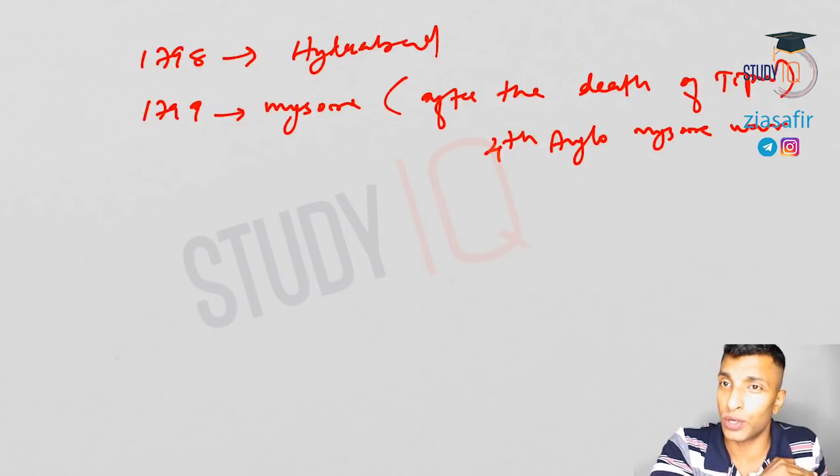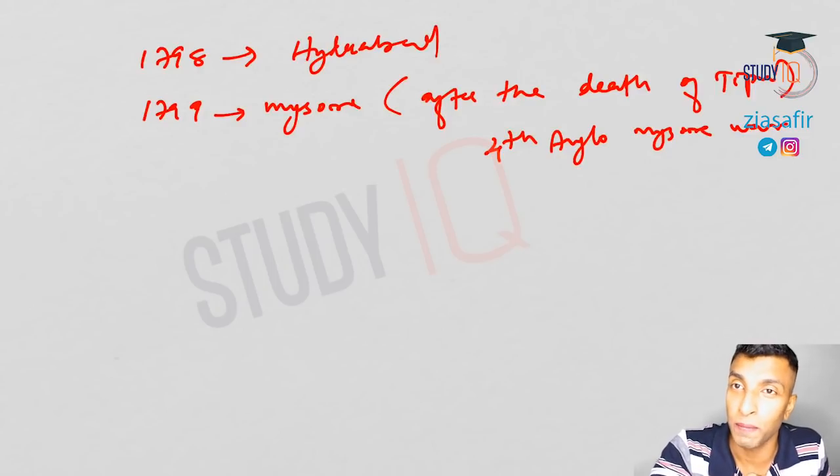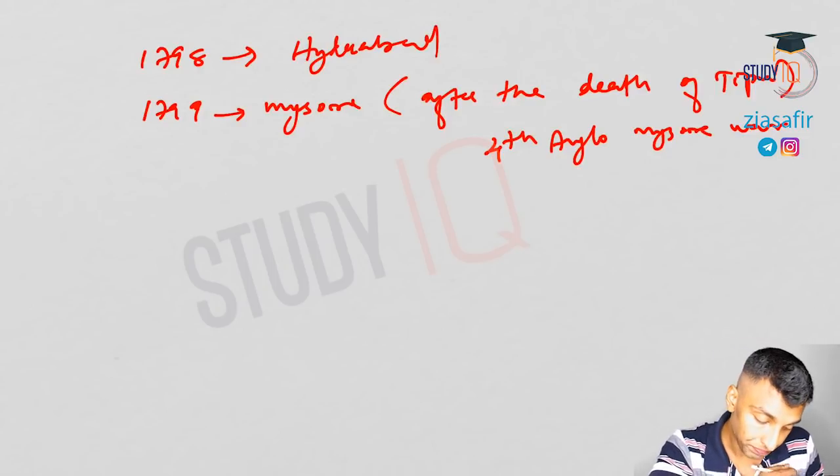Don't write any other words. Don't write any other reasons. Don't write his strategies or anything. It's all about the pact. So you need to talk about this particular pact. Okay, subsidiary alliance.